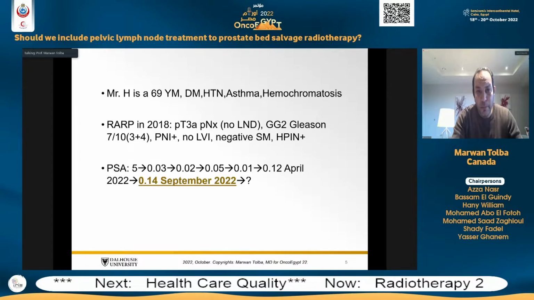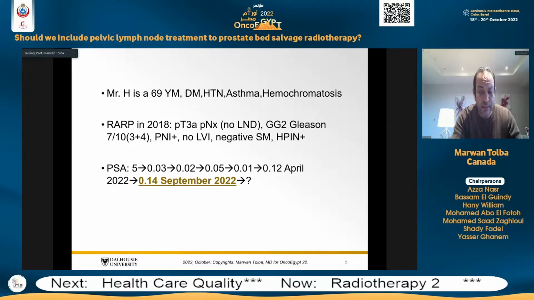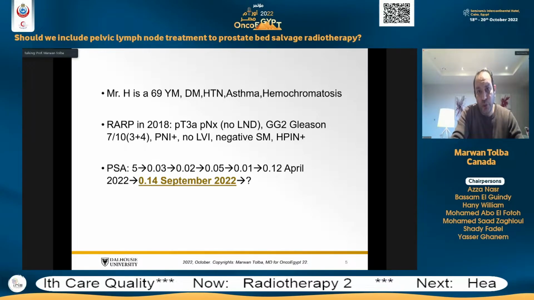Another PSA test in September 2022, this month or last month, revealed a value of 0.14.